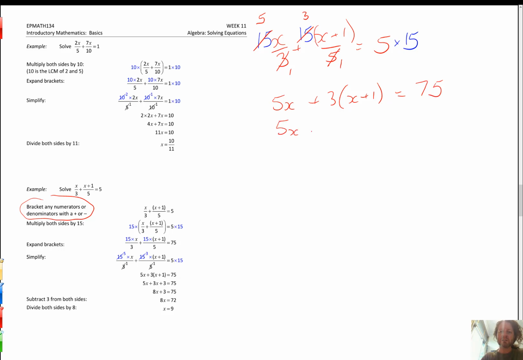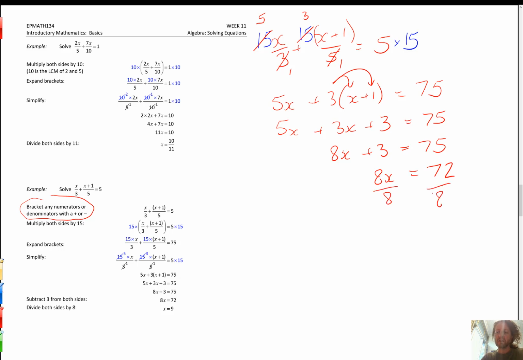Now let's expand those brackets so we can collect some like terms. Remember, it's 3x plus 3. The 5x plus 3x is just an 8x. And how do I get rid of a plus 3? A minus 3. How do I get rid of a times 8? I divide by 8. X equals 9.